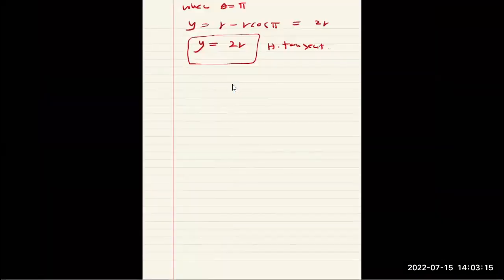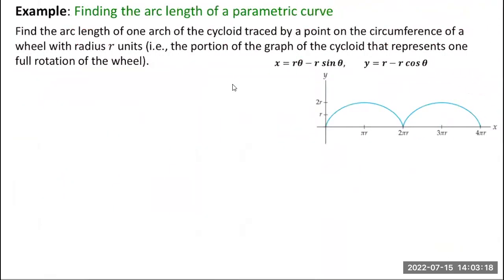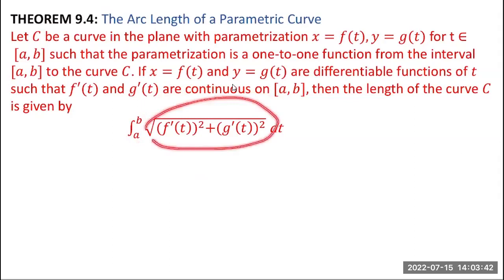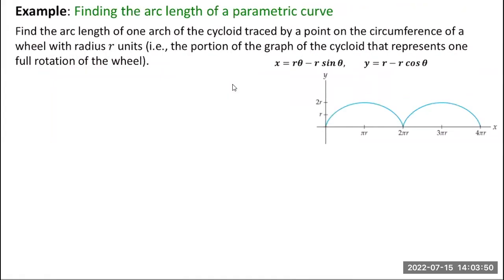Okay, going back to our example. So how do we find the length of the arc of the cycloid traced by this point on the circumference of a wheel with radius r? Or in other words, how do you find this length? We can use this previous theorem. The arc length is given by the definite integral from a to b of this quantity, dx dt. So what is a and b in this case?